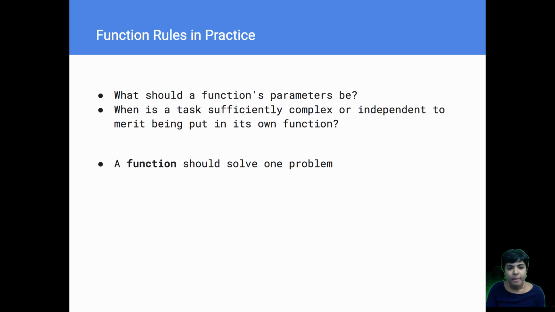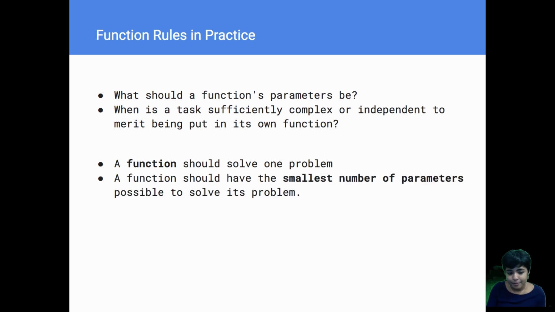So, some answers to this, some guidelines are, a function should be solving one problem. You should be able to reasonably make sense about a single problem that your function is solving. And this may sound vague, but we'll go into an example in a minute. A function should also aim to have the smallest number of parameters possible to solve its problem. So when you can, given two otherwise equal choices, you should be erring on the side of having fewer parameters.